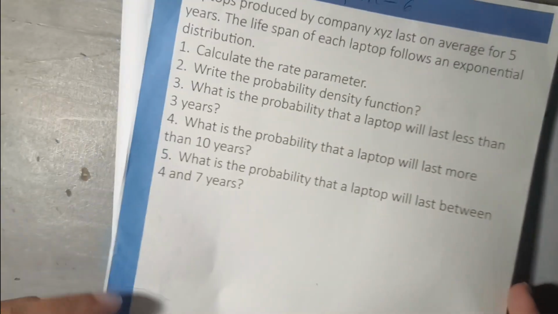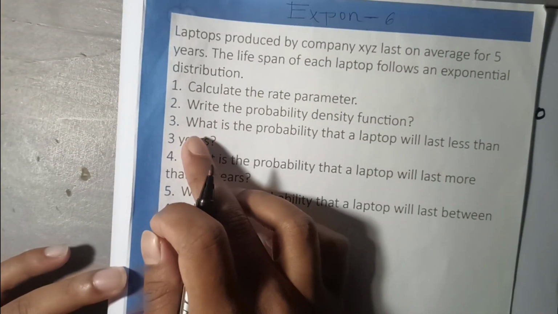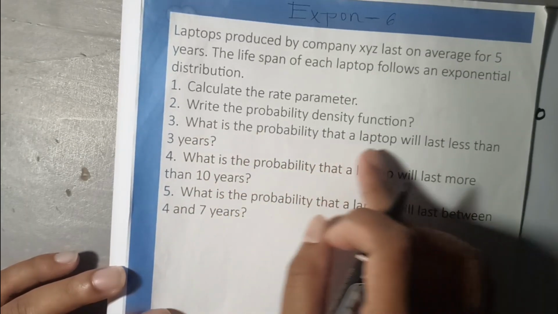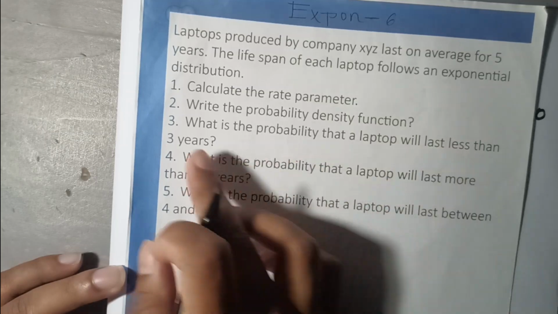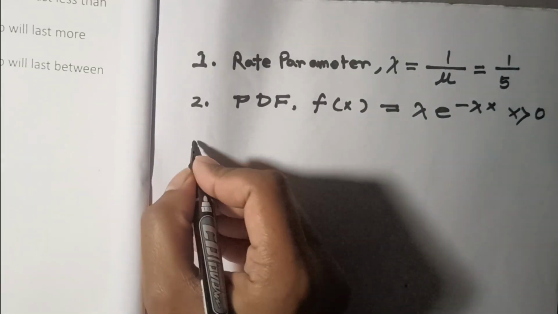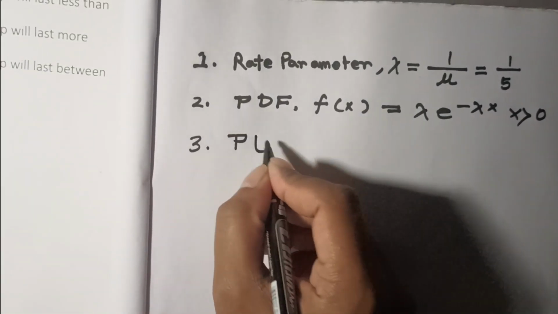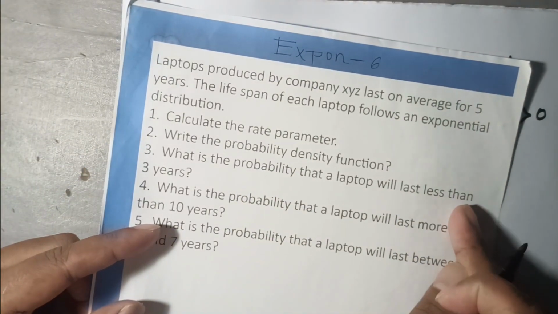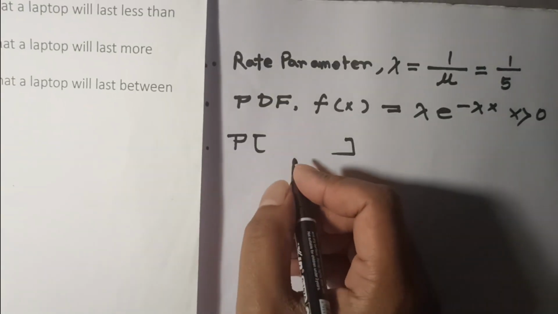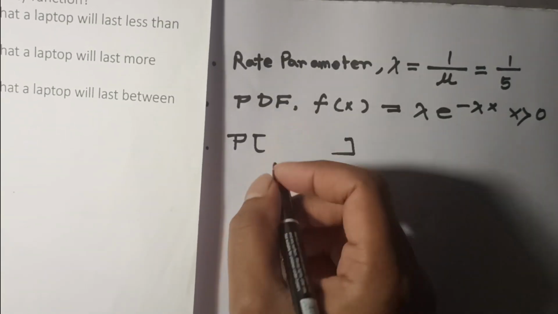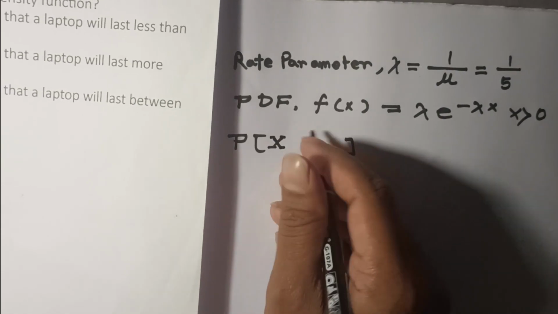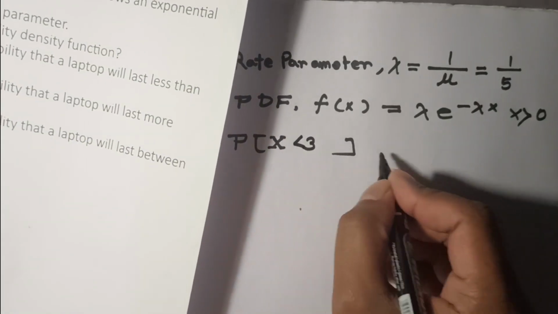So the next question is: what is the probability that a laptop will last less than 3 years? So we are being asked to find a probability. Probability of what? Probability of less than 3 years. Suppose we define the lifespan as a random variable which will be less than 3 years.